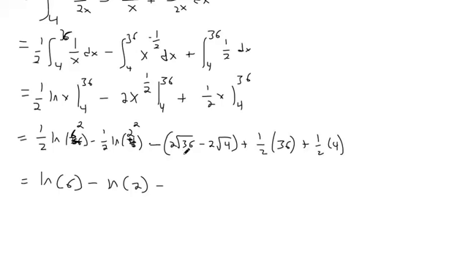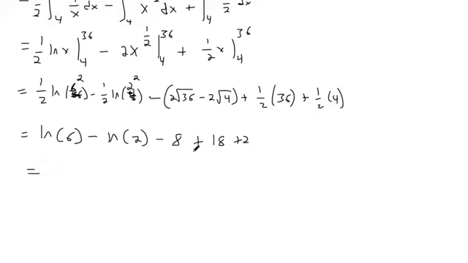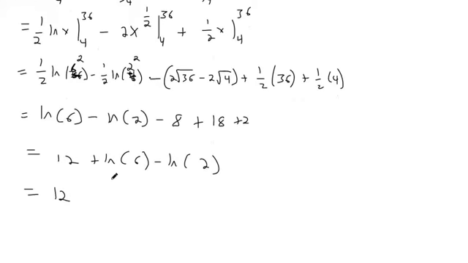And then here, square root of 36 is 6. So 2 times 6 is 12. 12 minus 4 is going to be 8. Then 1/2 times 36 is 18. 1/2 times 4 is 2. So that's 12 plus natural log 6 minus natural log 2, I think. I missed a property of logarithms here. If you're subtracting 2 logarithms of the same base, then you can divide the arguments of the logarithm like this. So 12 plus natural log 3 is what I got.